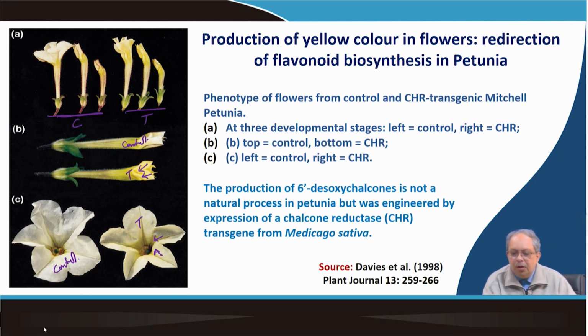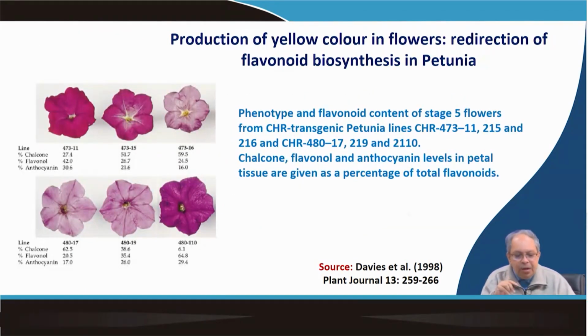So, the yellow coloration it is possible to produce in an acyanic background, that is the white petunia. If the gene is transferred and expressed properly, then this white petunia will produce the yellow coloration upon gene expression. But if you take the cyanic background, then what will happen? It already has a color.